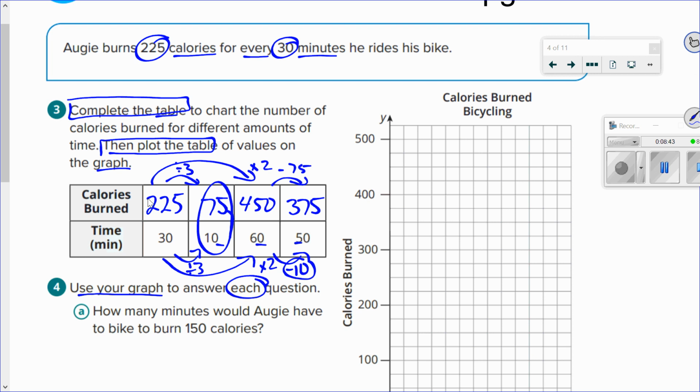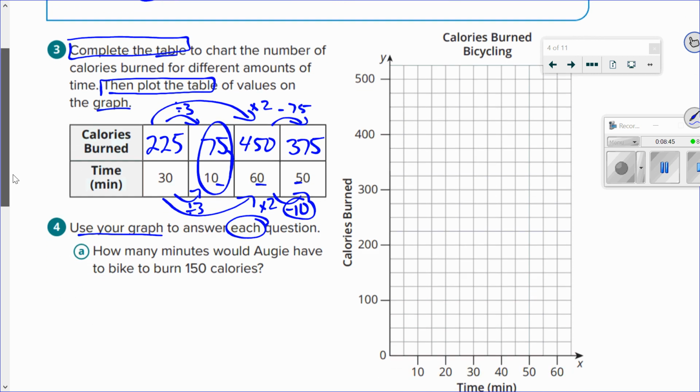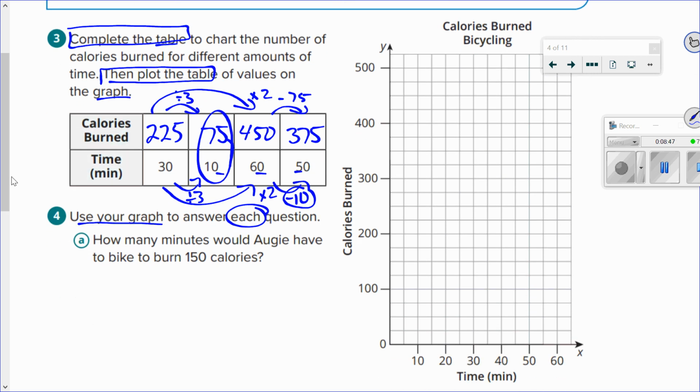Okay, the second part was then plot these points on our graph. So I now need to go through. So my first point was at 10, 75. And by first, I mean the lowest number. My next number is 30, 225. So 30, I come up to 225.